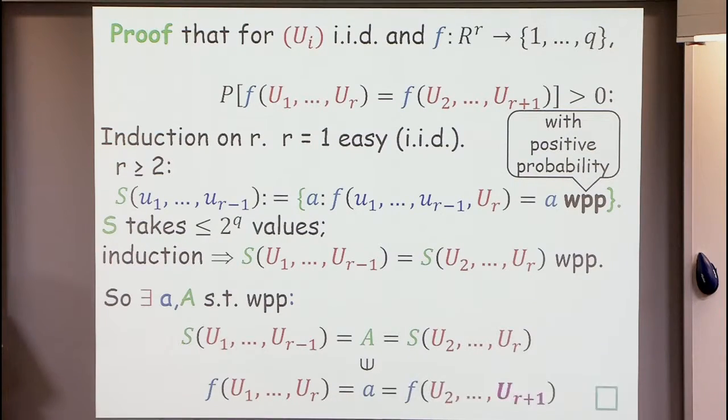And now I haven't looked at ur plus 1 yet, and by definition, every element of this set A, which equals this S, has a positive chance of being hit by f of u2 up to ur plus 1, including this A. So with positive probability, this equals that. And that's the induction. And if you believed that, then you could see where the tower function might come from if I tried to make it quantitative, because when I reduced r by 1, I went from q colours to 2 to the q colours. So if I do this r times.